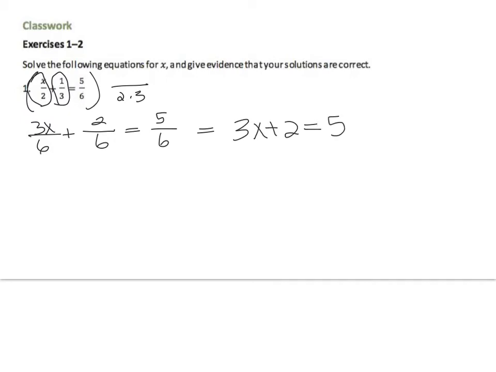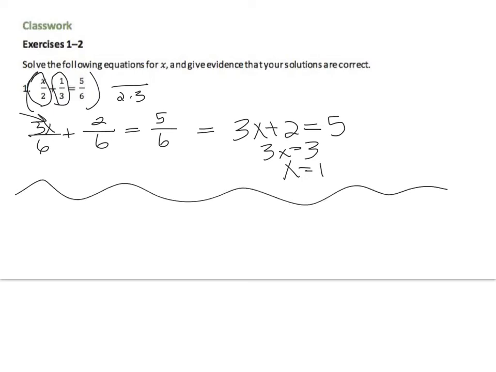And then solve for x. 3x equals 3, x equals 1. And we're done. Okay, I have x equals 1. I can plug 1 back in and double check that it works. So if I plug 1 in for x, I get 3 plus 2 equals 5. And we're good to go.